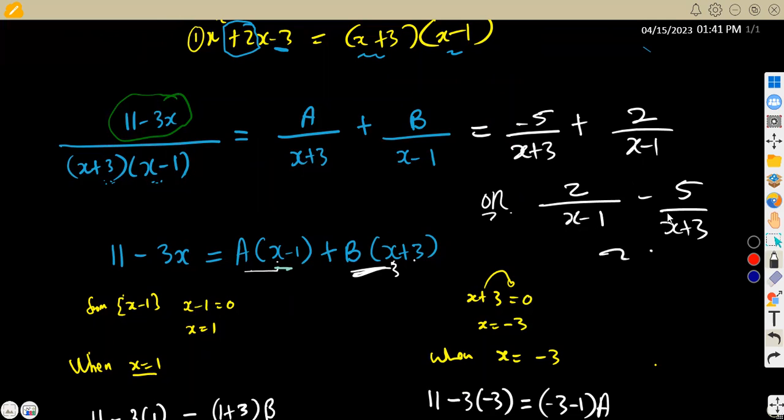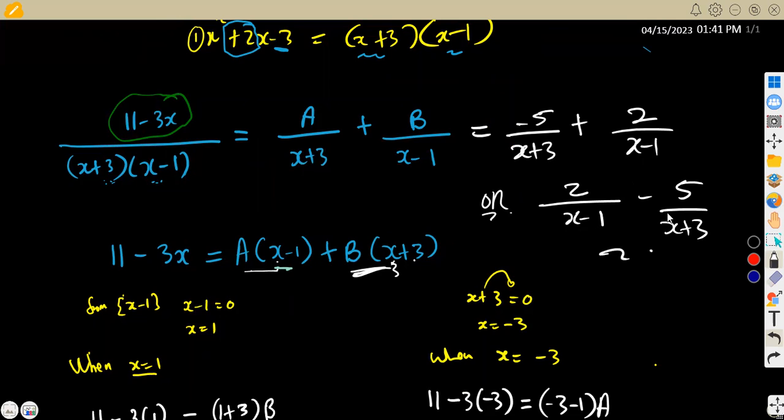So you have converted this, or resolved this, into partial fractions. What is important is that you are changing a single fraction into the two fractions that you're given. So what matters is you check your denominators.